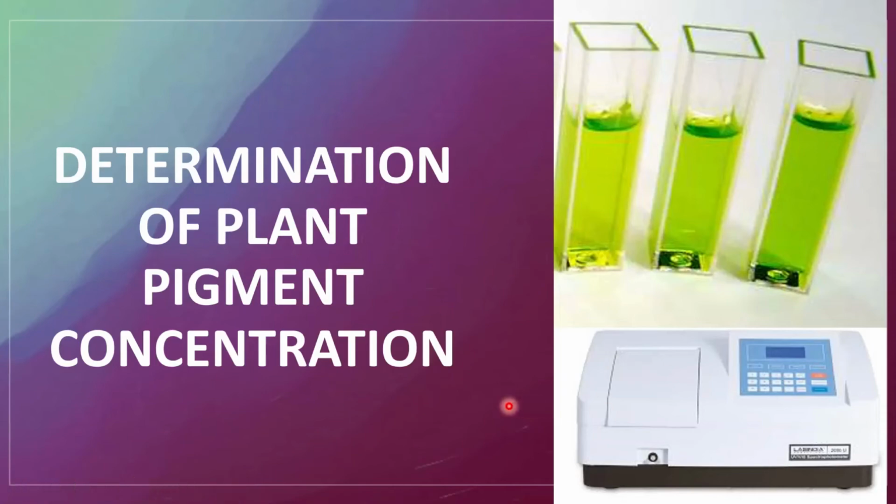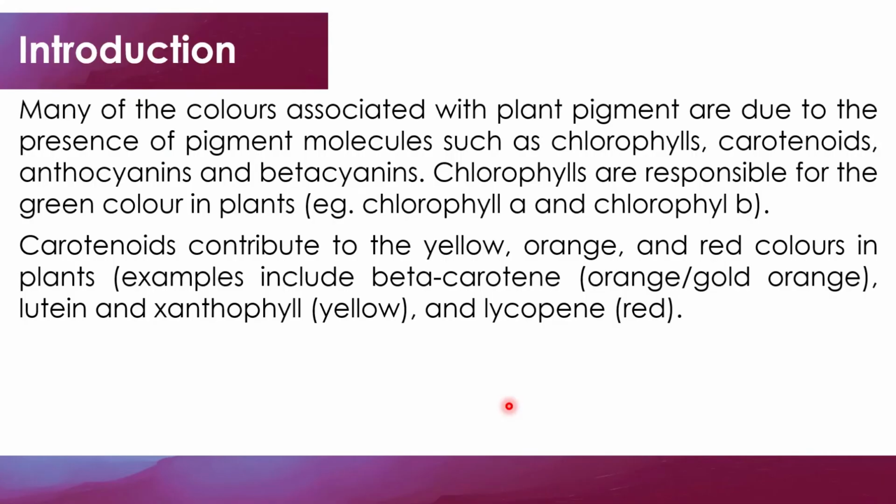In today's class and video, we are going to look at how to determine the concentration of our plant pigment. So we'll start our introduction by saying many of the colors associated with plant pigments are due to the presence of pigment molecules such as chlorophyll, carotenoids, anthocyanins, and beta-cyanins.